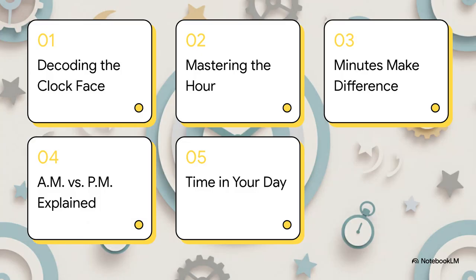Okay, so here's our game plan. We're going to start by decoding the clock face itself. Then we'll master the hour, which is a really quick win. After that, we'll see how minutes make all the difference. Figure out that whole AM versus PM thing, and finally, put it all together to see how time works in your day.